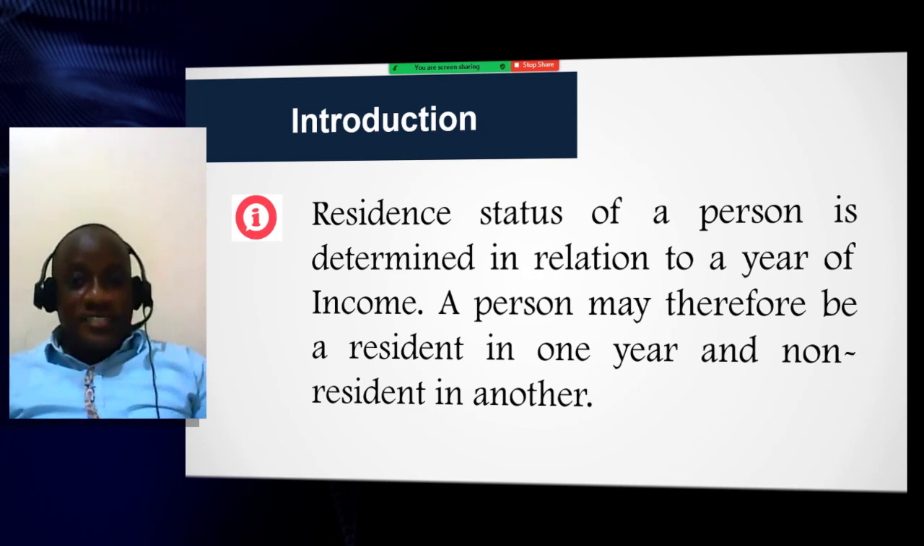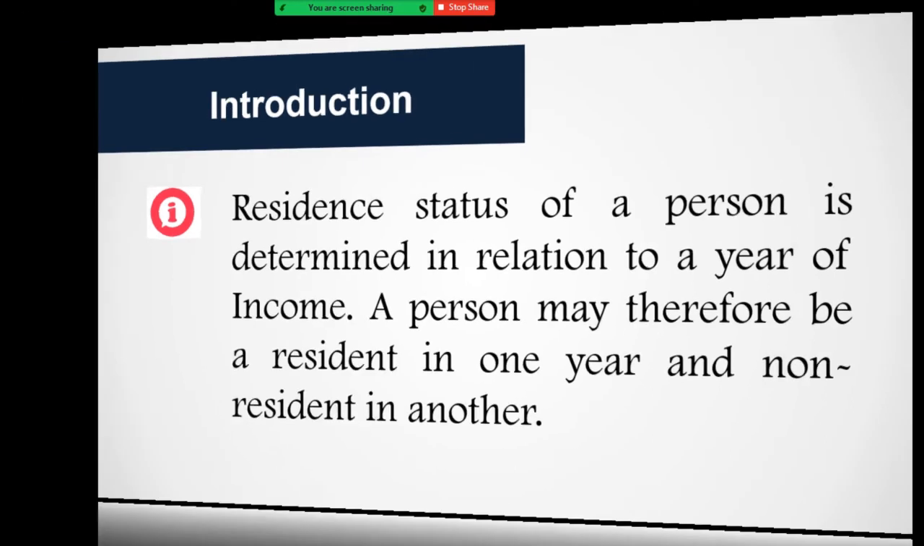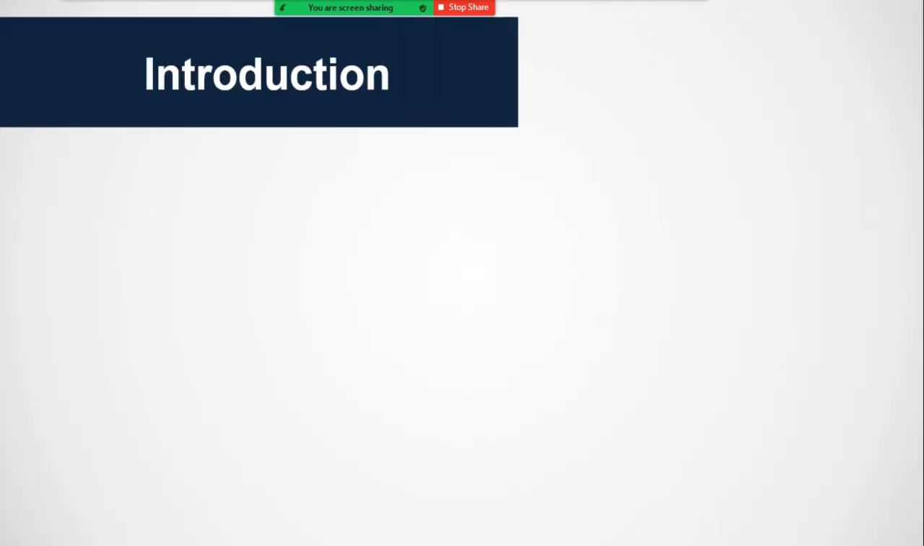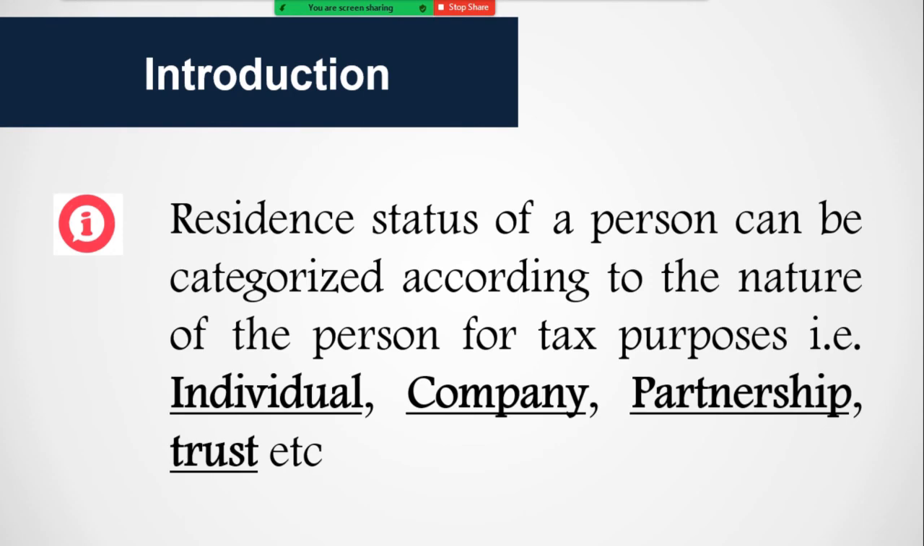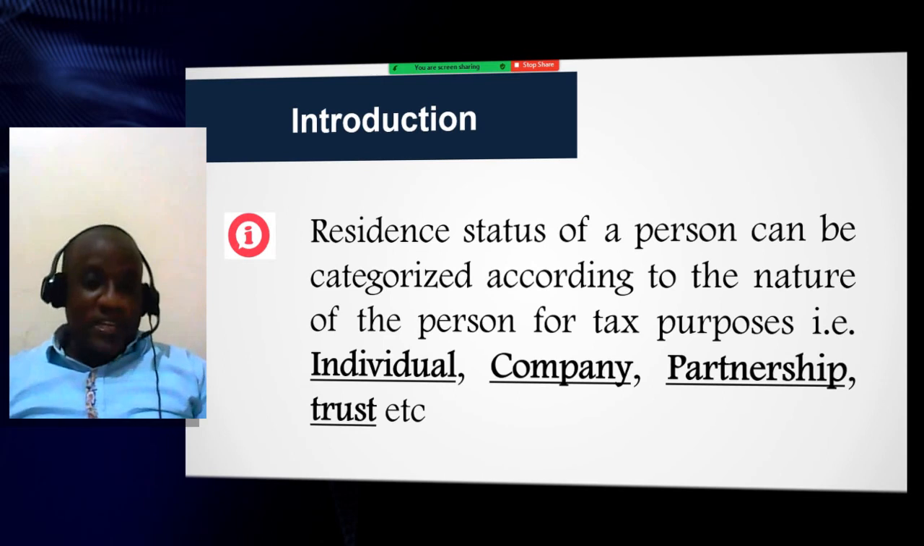So the resident status of a person, number one, is determined in relation to the year of income, meaning that a person may therefore be a resident in one year and non-resident in the other year. Then again, the residence status of a person will also depend on the nature of the person you're talking about. Are you talking about an individual? A company? A partnership? A trust? So the residence status will depend on the nature of the person.